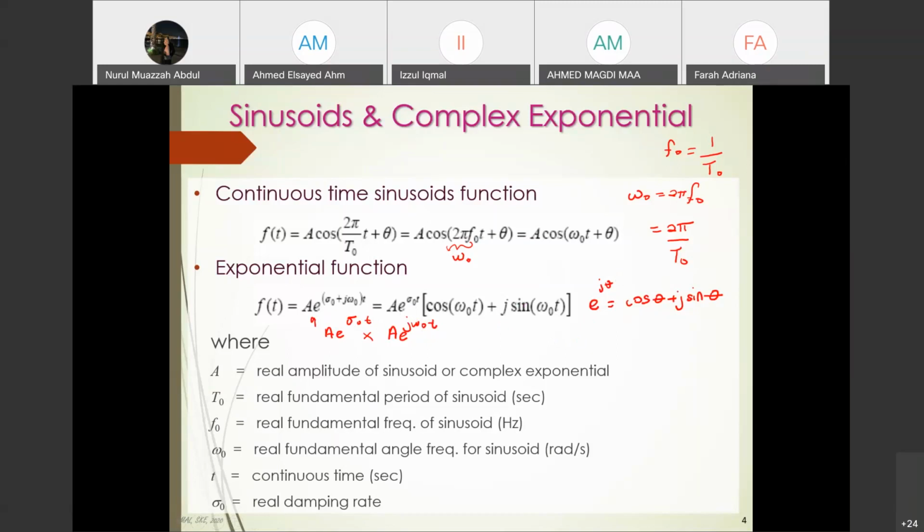It means that if you draw the exponential function, it will be something like this. The damping rate is the rate at which it drops, whether like this or like this or like that.